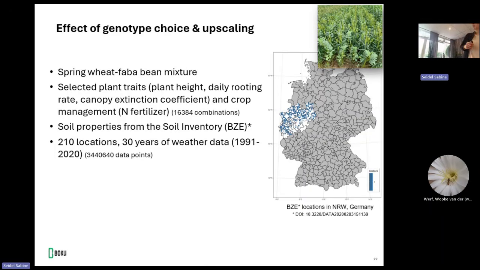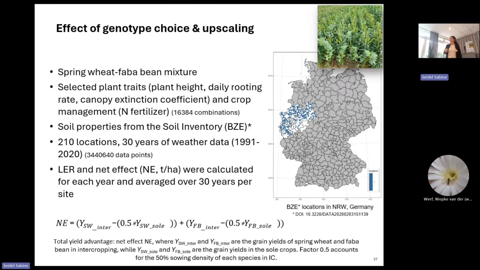16,000 actually, for all those who calculated it fast in the brain. Then we used the soil data available from the soil inventory, from 110 sites, and 30 years of historic data. This led us to more than 3 million data points to analyze. And we did not only calculate the LER, but also the net effect, which is the yield advantage, but it's not a ratio. It has the same unit as the variable that you use.